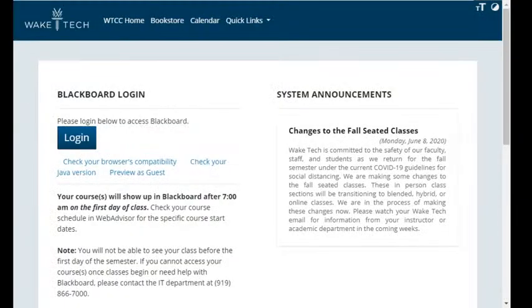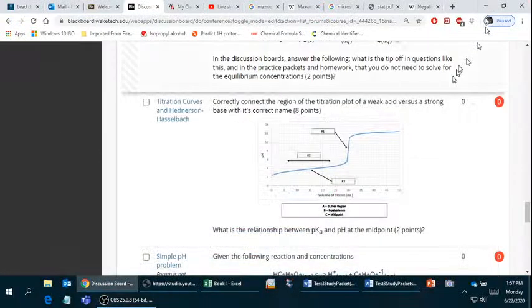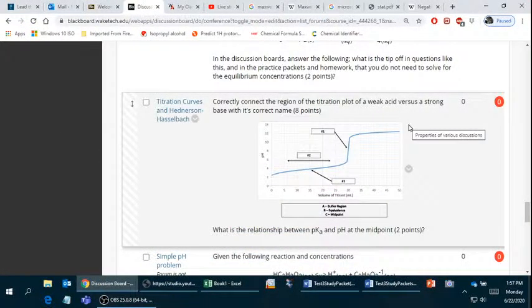All right, the discussion board question. So for the discussion board question, this is moving into test 4 material with acids and bases.